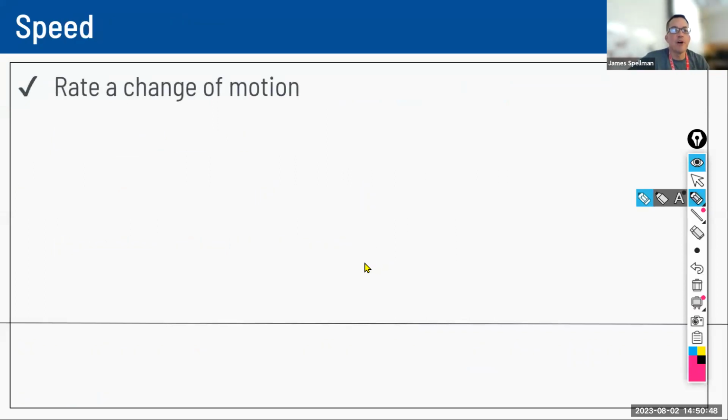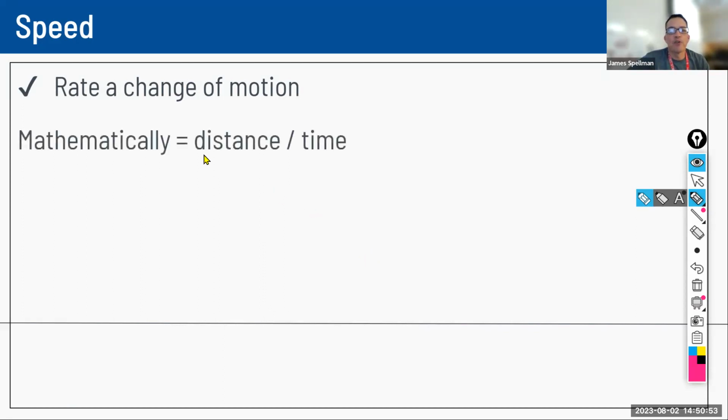When we're doing speed, by definition, speed is a rate of change of motion. What that really means mathematically is it tells me something about the distance and time. So when you're calculating the speed of your car, it is a measure of how much distance it is covering each unit of second. So in a car, we say miles per hour. That's our distance divided by time.